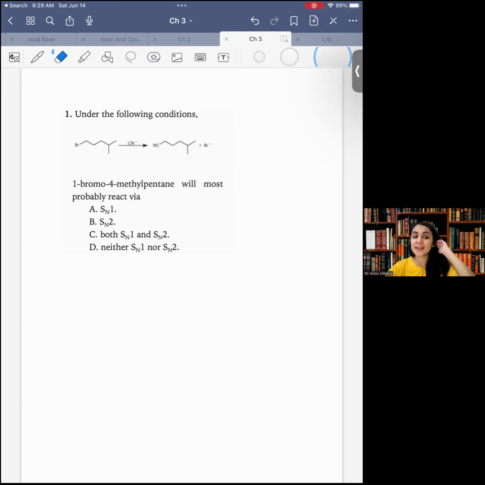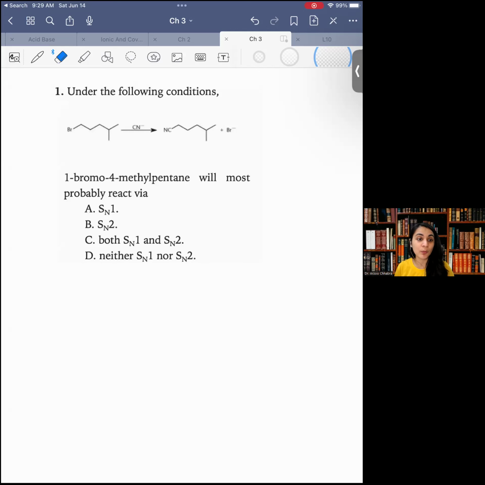All right, so in this video series, we are going over organic chemistry chapter 3, which is the substitution reaction problems, and we'll be working on that step by step, solving every problem from the 3rd chapter of Kaplan. All right, so the first problem is, under the following conditions, 1-bromo-4-methylpentane will most probably react with, right?